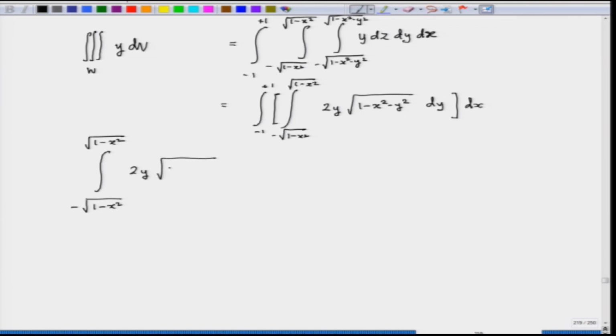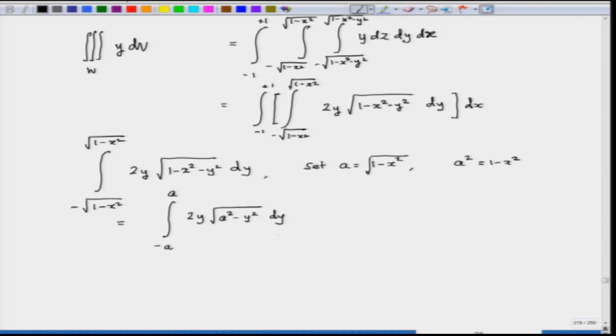Two y root over 1 minus x square minus y square dy. Now, let us set a equal to root over 1 minus x square. So, a square is equal to 1 minus x square. Okay. So, I can write this whole thing now as minus, because x is fixed in this case, minus a, because we are just integrating over y, 2y root over a square minus y square dy.